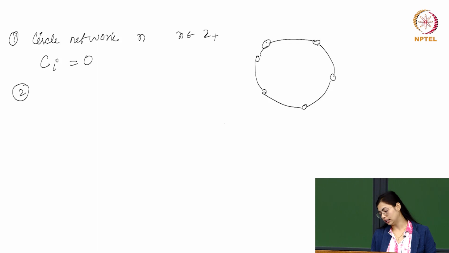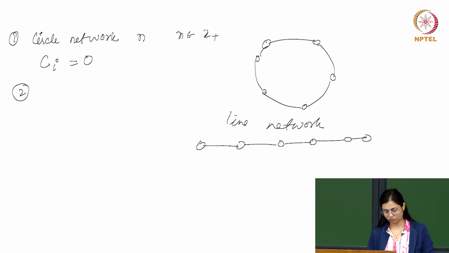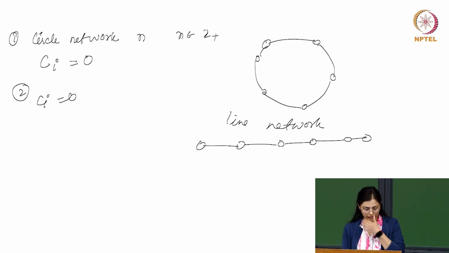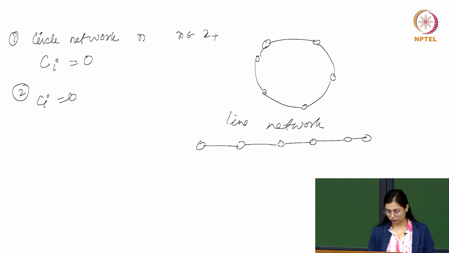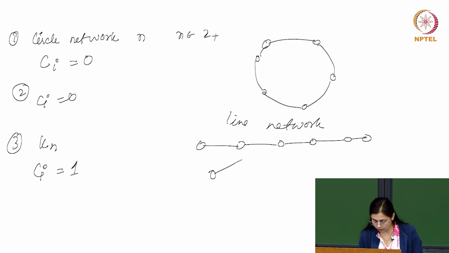So let's take a line network. This kind of network, we can say this is a line. Again 0. So path, circle, line, and say complete network: 1. For every i, it will be 1. Okay. Say star network.